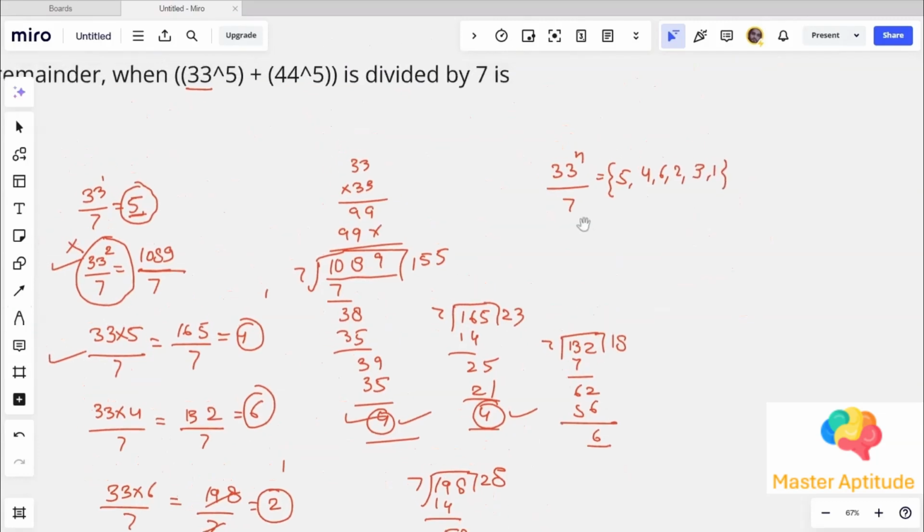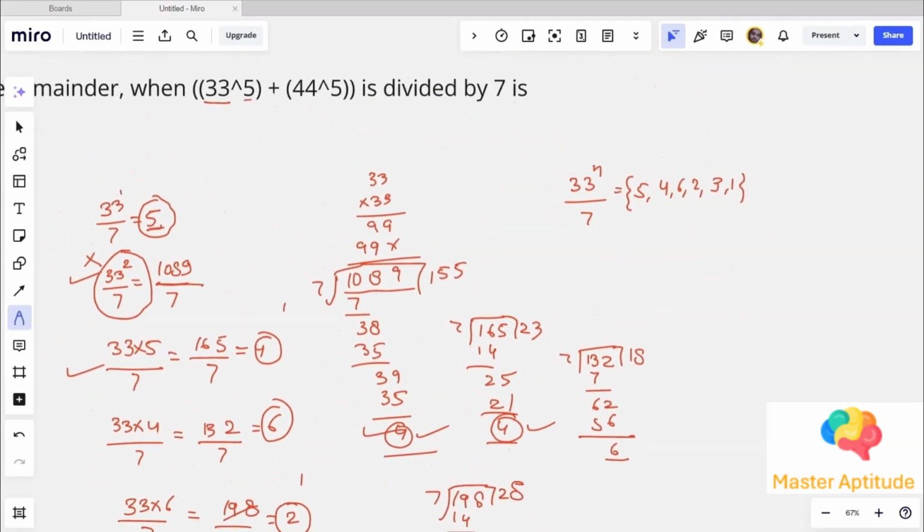Okay, now let's try to divide this power by how many elements are in our remainder cycle. 1, 2, 3, 4, 5, 6. We have 6 elements in our remainder cycle. It means we will divide the power by 6. What will be the remainder? The remainder will be 5. It means 1, 2, 3, 4, 5. The fifth element in the remainder cycle will be the answer of this expression. It means 3 is the answer of this expression.